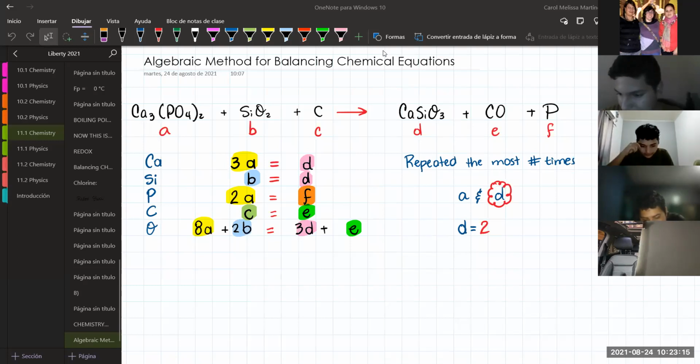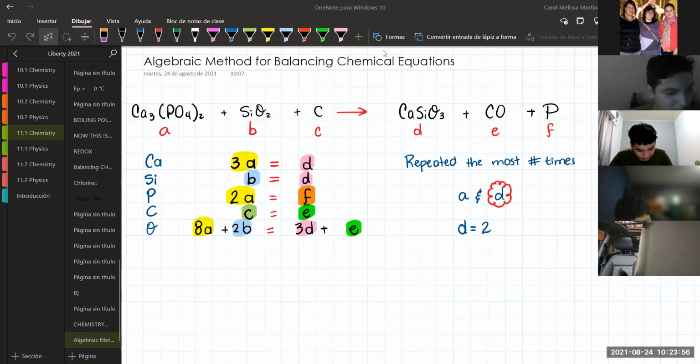But in the end, remember that we always need to simplify the reactions. So try to choose smaller numbers, okay? 1, 2, 3, 4, 5. More than that, I think will be very difficult. But choosing 2, for me, it's okay. So we're going to start by assigning the value of 2 right here, okay? And from this value, I will obtain the other letters.